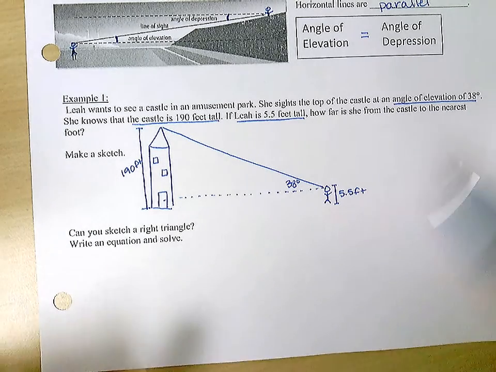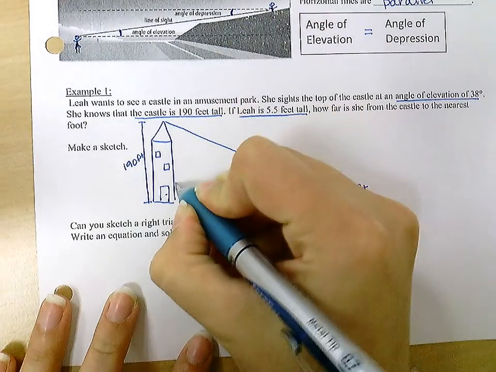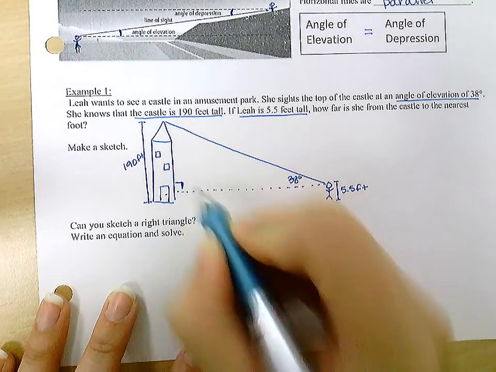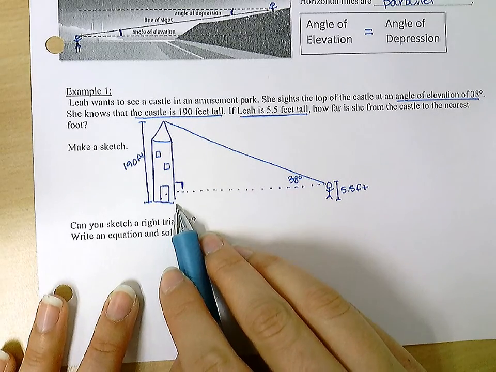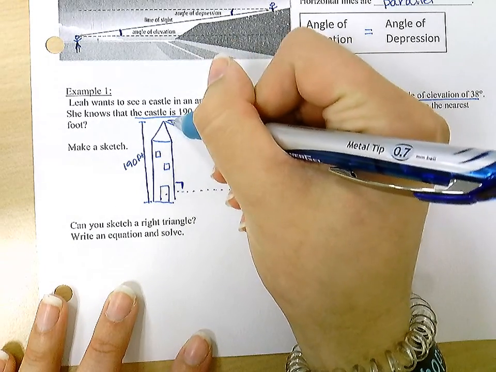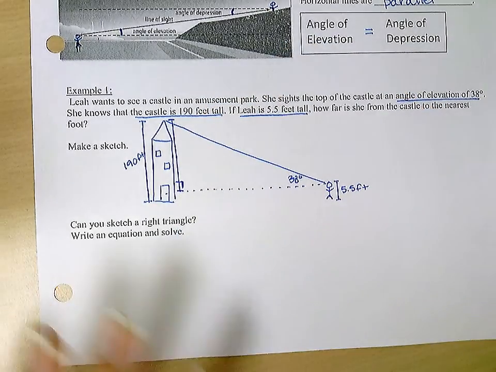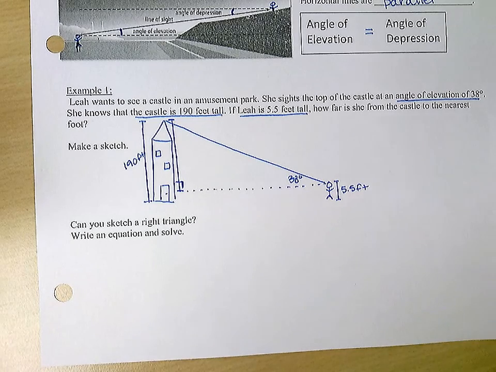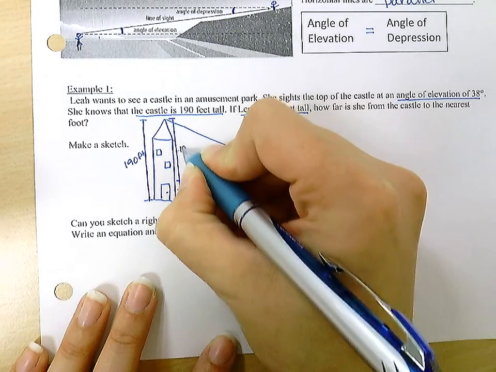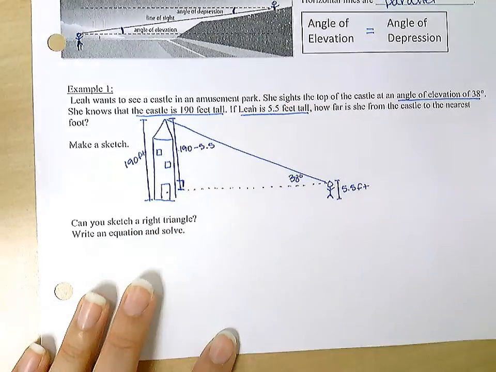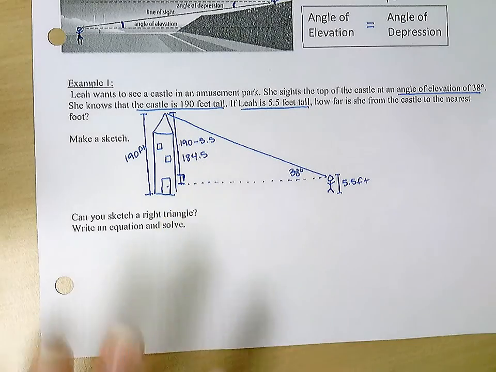Now, I have this triangle formed. Do you kind of see that? Okay, it is a right triangle. However, look at where Leah's horizontal lies. Does it lie at the very bottom? No. I need to figure out what this length is right here, from the top to her horizontal line of sight. How do I do that? 190 minus 5.5. Yes. So to find this length here, I would do 190 minus 5.5. That's 184.5.